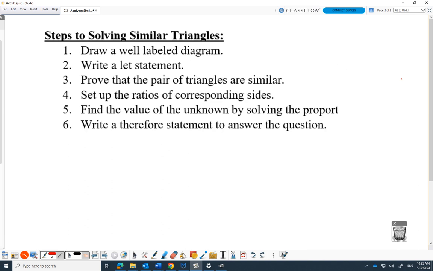Anyways, steps to solving similar triangles. Draw a well-labeled diagram. Well, hopefully, most of the time we have the diagram. So this is for ones that don't have the diagram. Write a let statement. Prove they're similar. Okay, we did that. Let me just put a check mark there. We've been doing that. Prove they're similar. Set up the ratios of corresponding sides. Yes, we've been doing that too. And then find the value of the unknown by solving the proportion.